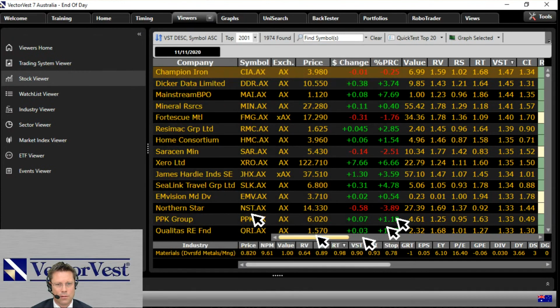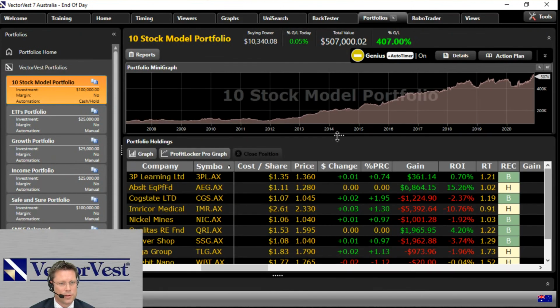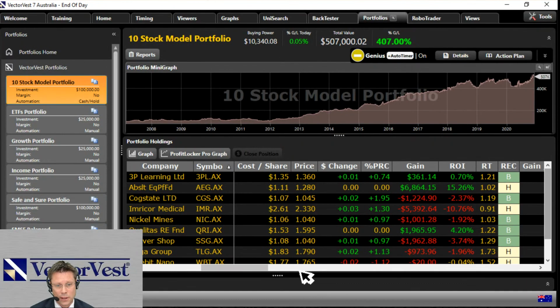All right, so the final thing I want to leave you with, you might want to go and look at some of our portfolios in the VectorVest system. So these portfolios use a lot of those principles that we've just shown you in analyzing stocks, and these portfolios are being tracked each and every day, and you can see exactly what's being held each and every day.